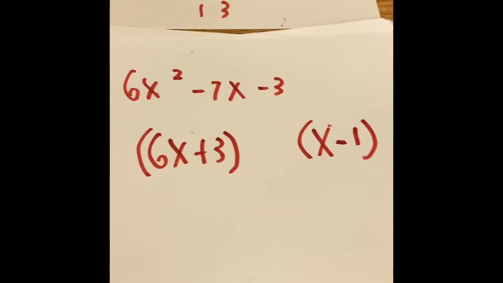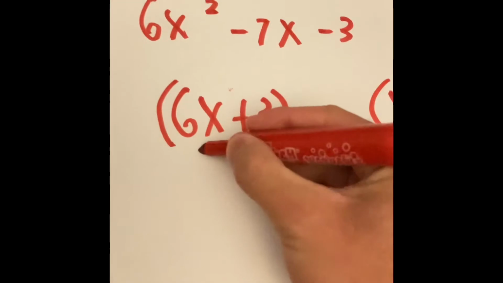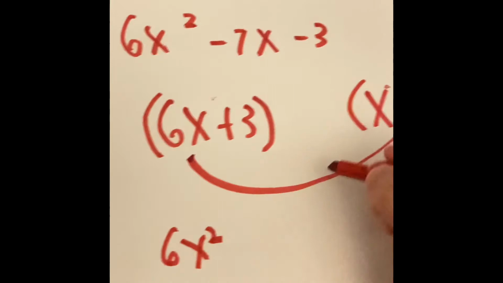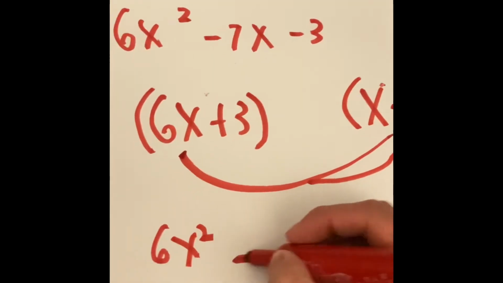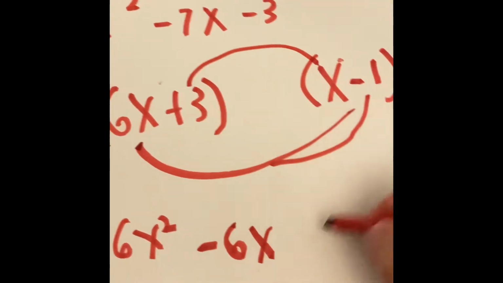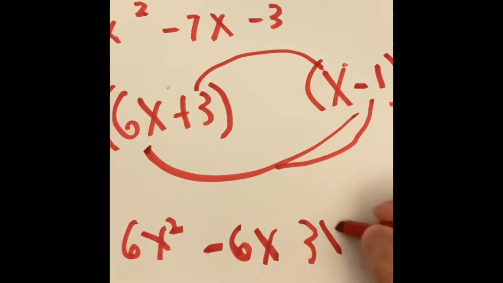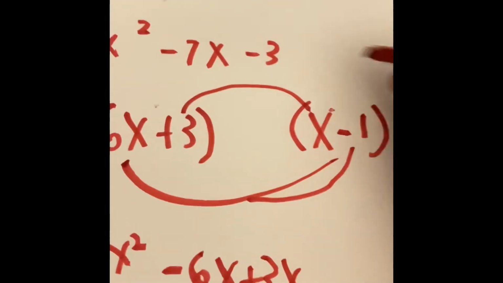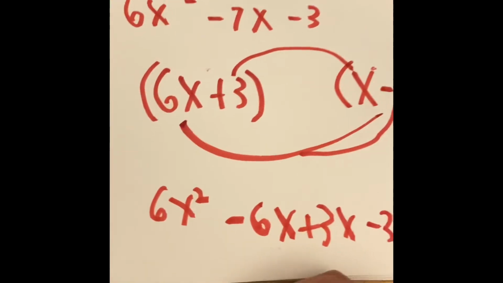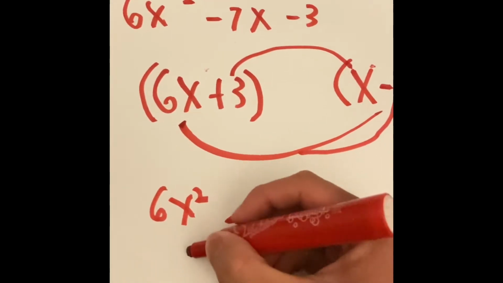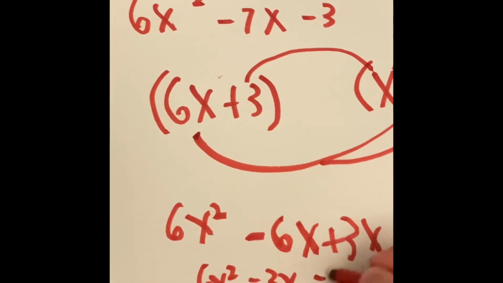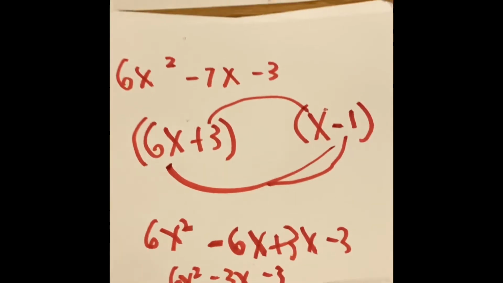So, going back to our problem, 6x multiplied by x is 6x squared. 6x multiplied by -1 is -6x. 3 multiplied by x is just positive 3x. And 3 multiplied by -1 is -3. So, we now have a simplified expression, 6x squared minus 3x minus 3. We're getting closer, but not quite.